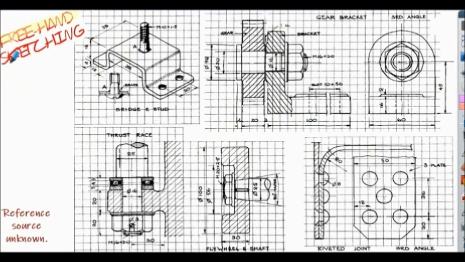Here's some more freehand sketches. Again, unfortunately, I do not have the reference source to credit the author. This three-dimensional isometric view shows what's termed a bridge and stud. Here's a third-angle orthographic projection of a gear bracket, two-dimensional view of a thrust race, two-dimensional view of a flywheel and shaft here, and two-dimensional view of a riveted joint using third-angle projection, it says.